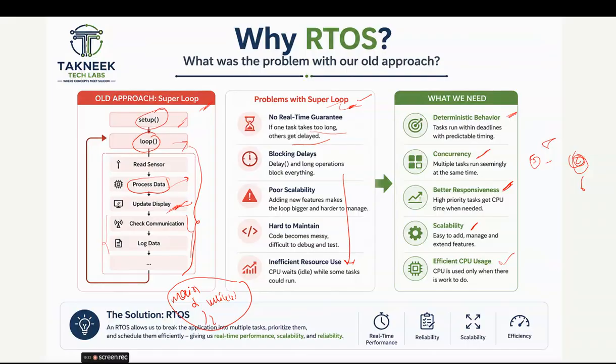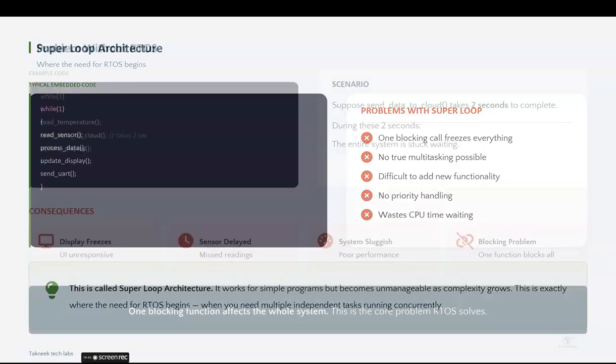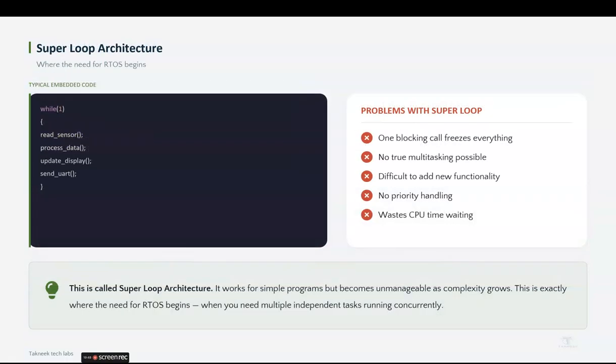Efficient CPU usage, because you can decide which task to run when, and which task not to run when. So this is one comparison between a super loop architecture and an RTOS based architecture. This is one example code of a super loop architecture: read sensor, process data, update display, and UART. But if there is one blocking call, everything freezes.